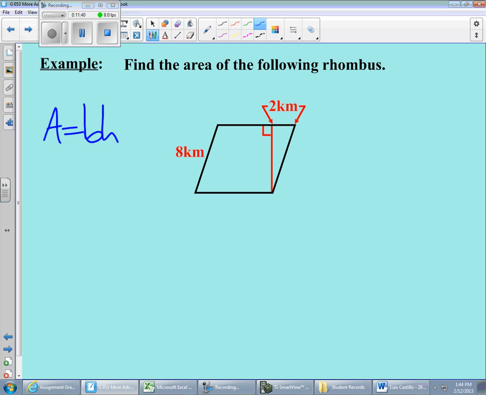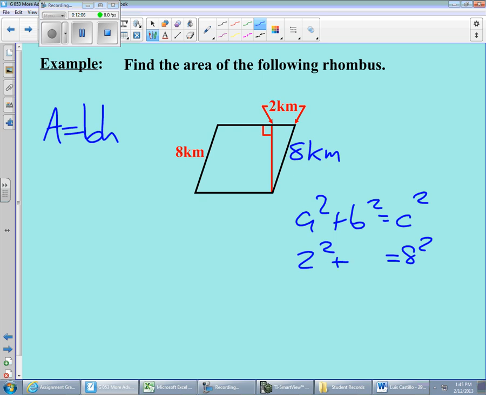What about the height? Height's not provided for us. Can we find it? Yeah. This side over here, is it not 8 kilometers also because it's a rhombus? Yeah, here we go. A squared plus b squared equals c squared. Hypotenuse in this case is 8. We have a leg at 2 and another unknown leg. 2 squared is 4. 8 squared is 64. Subtract 4 from both sides. b squared is 60.